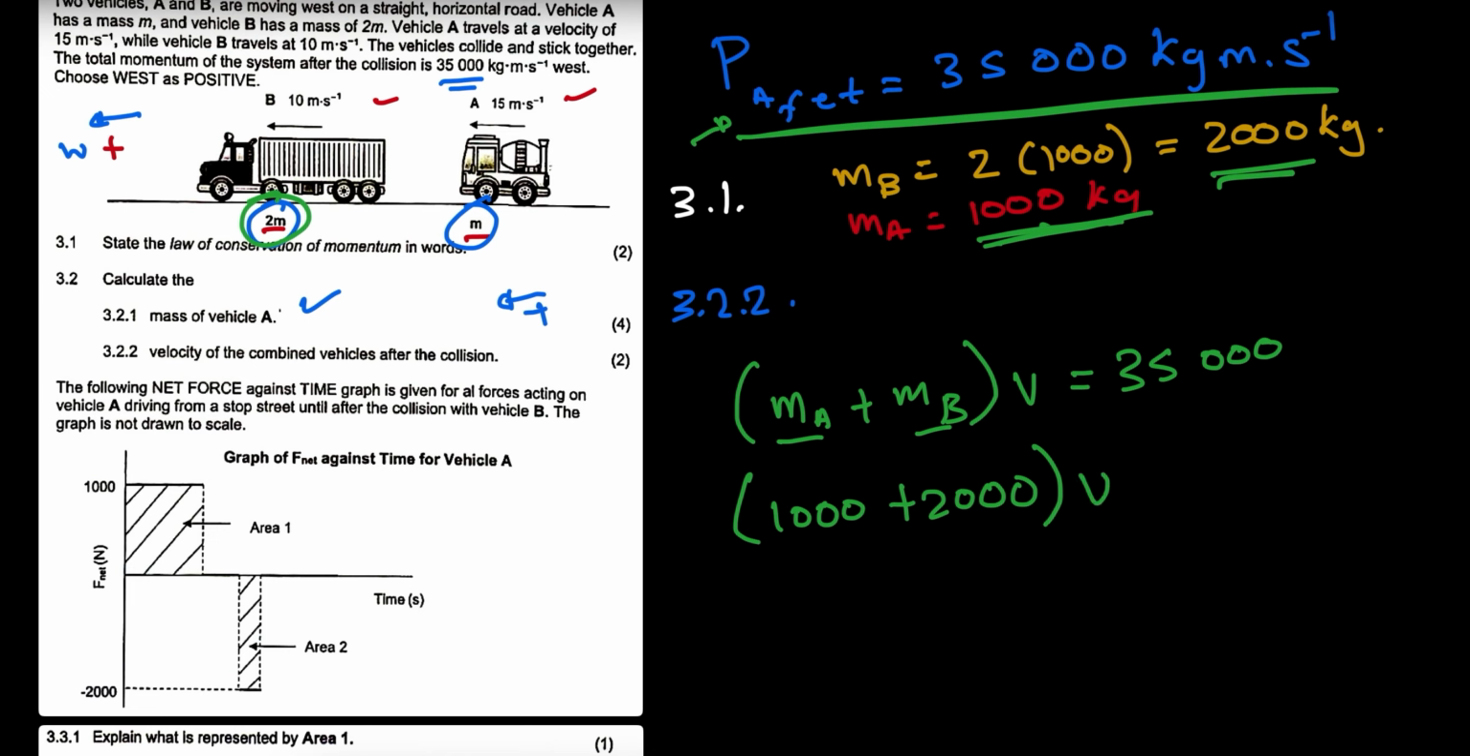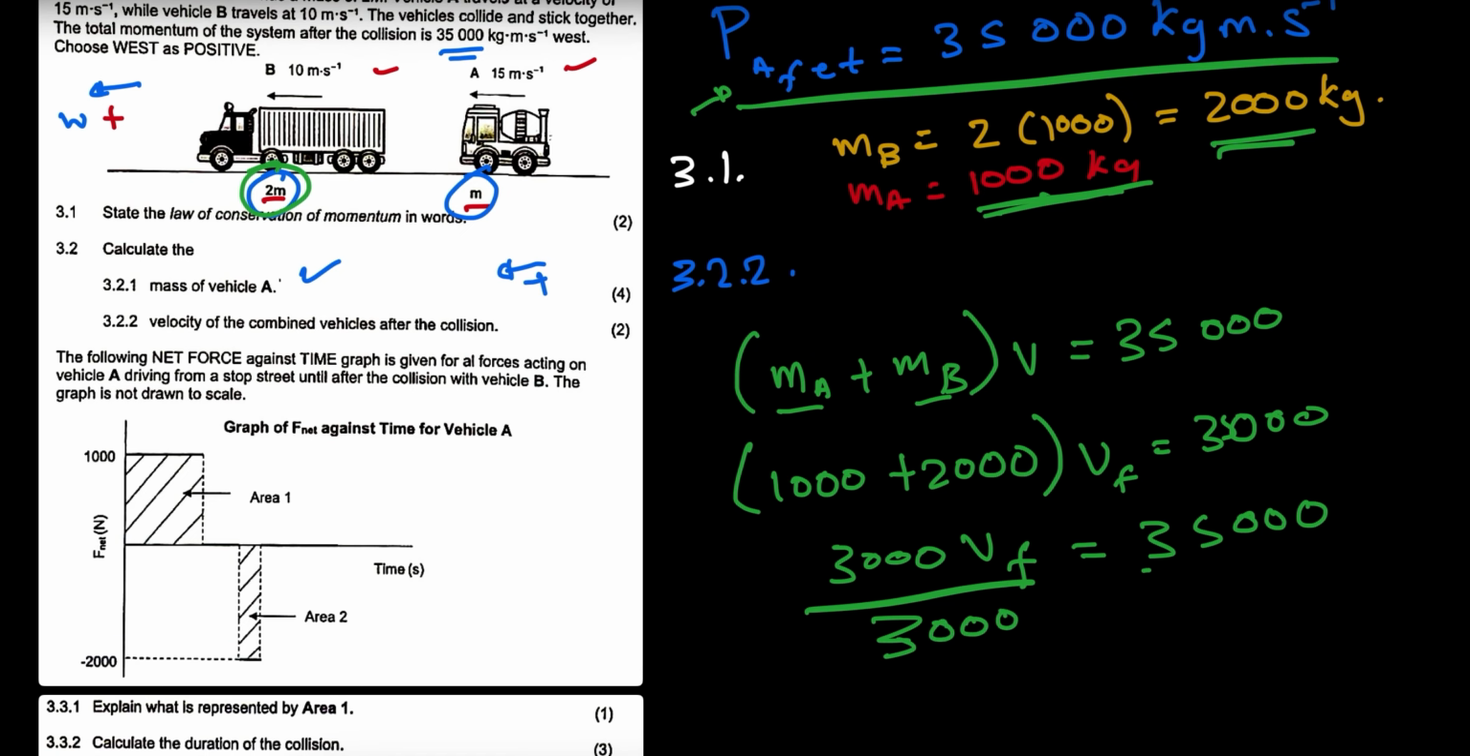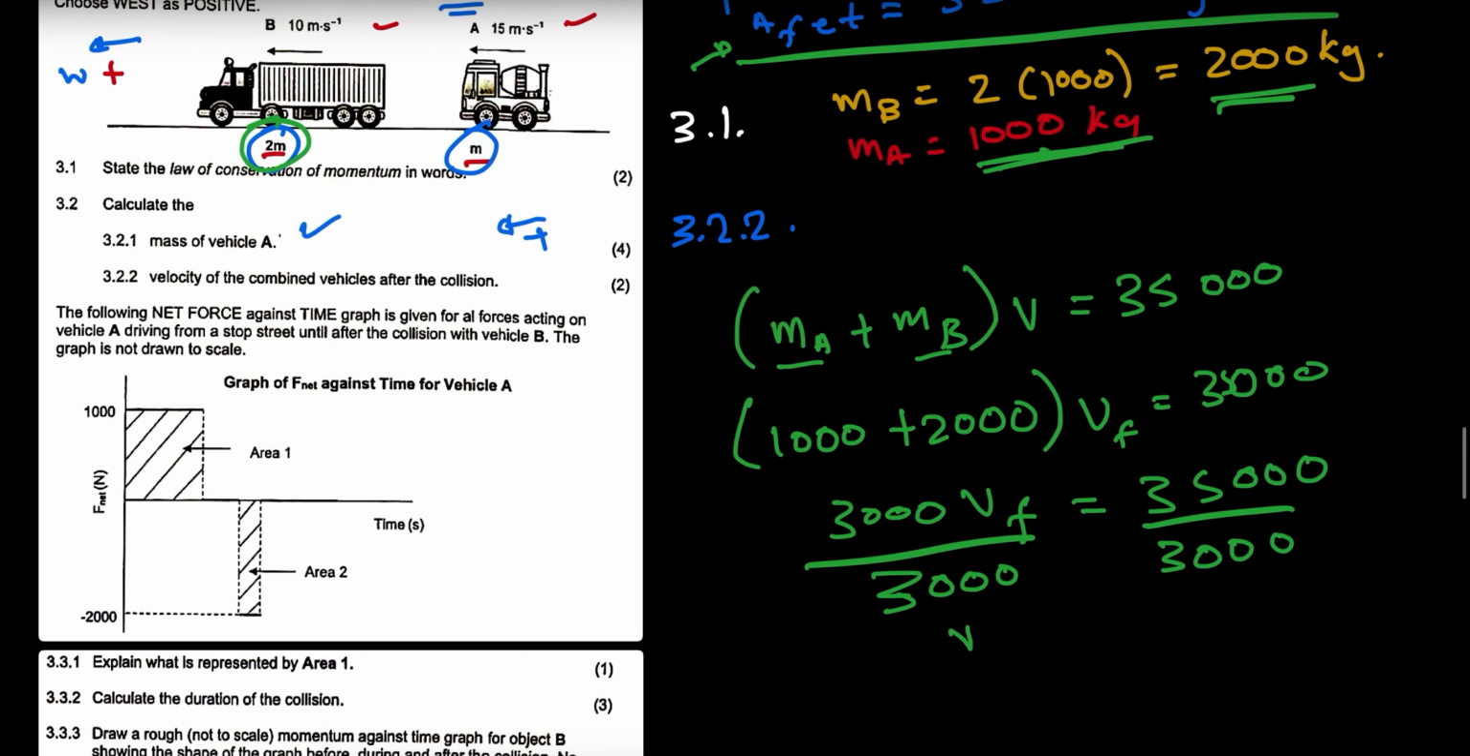And we are looking for the velocity after the collision, or the velocity of the combined objects. So that is going to be equal to 35,000. So 1,000 plus 2,000 gives us 3,000 V final, and this is equal to 35,000. So we divide both sides by 3,000. We should get the velocity of both objects after the collision.